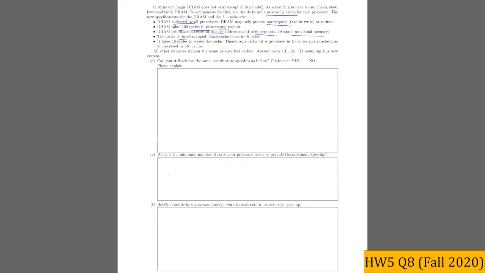The cache is direct map. Each cache block is 16 bytes. It takes 10 cycles to access the cache. Therefore, a cache hit is processed in 10 cycles, and a cache miss is processed in 110 cycles. Why? Because 10 cycles for accessing the cache and 100 cycles to go to DRAM because the data has missed in the cache. All other latencies remain the same as specified earlier. Answer parts D, E, F, assuming this new system. Can you still achieve the same steady speed up as before? Circle 1, yes or no, and then please explain.